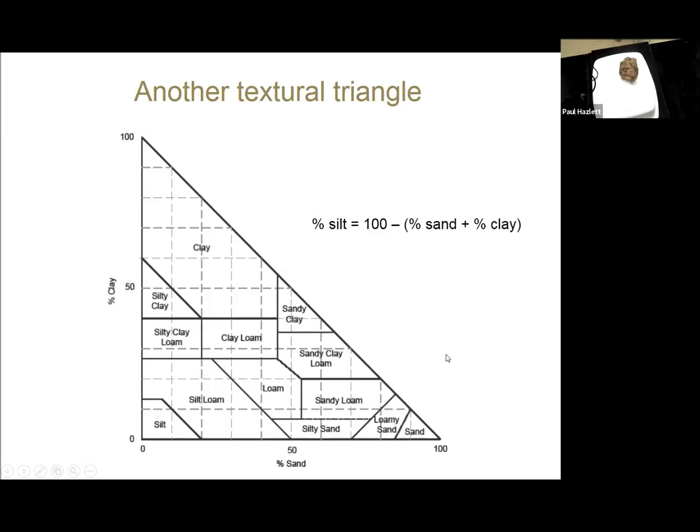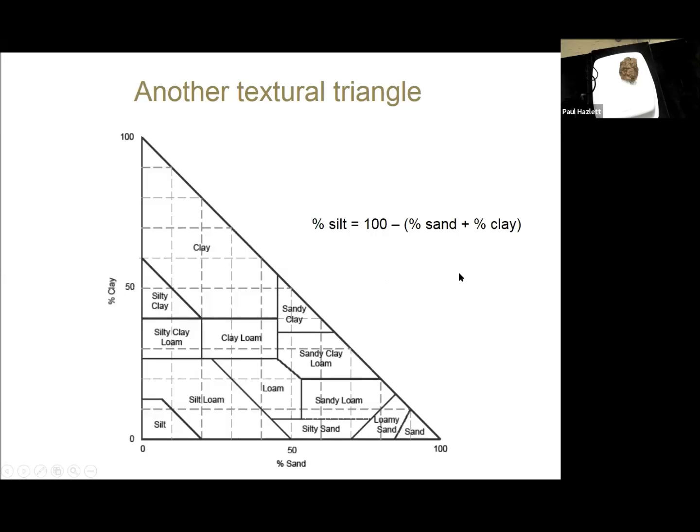So in this particular triangle, everything's exactly the same in terms of the textural classes and the amounts of sand, silt, and clay, but it leaves out the percent silt axis. So how do you calculate percent silt here? It's really just the difference between 100% and the amounts of sand and clay in any particular sample.